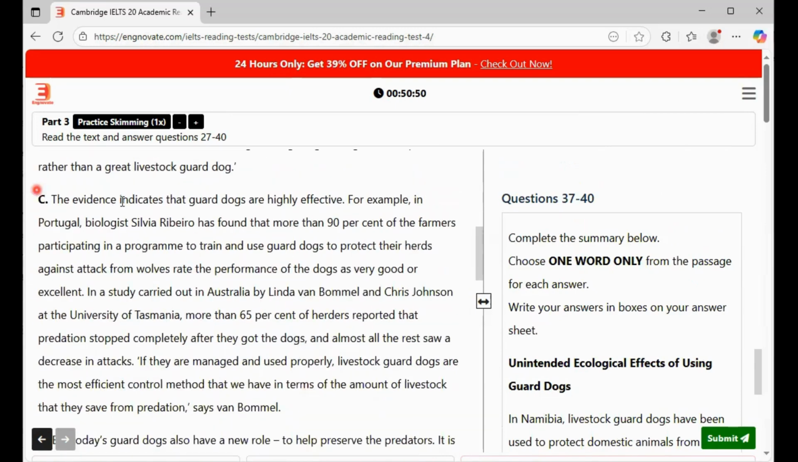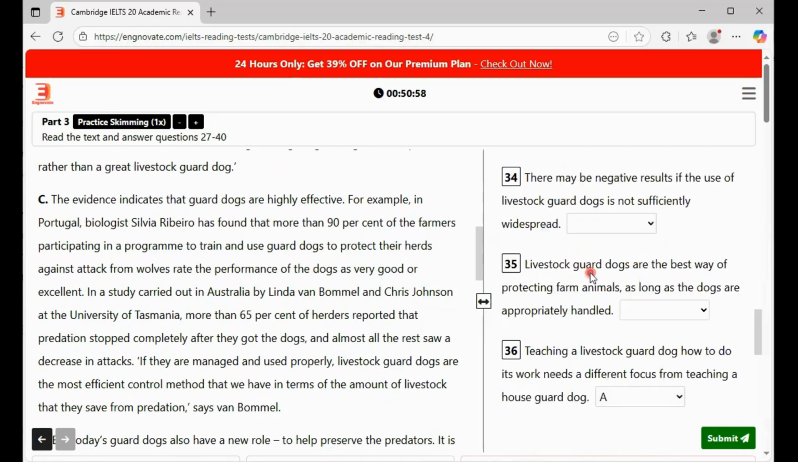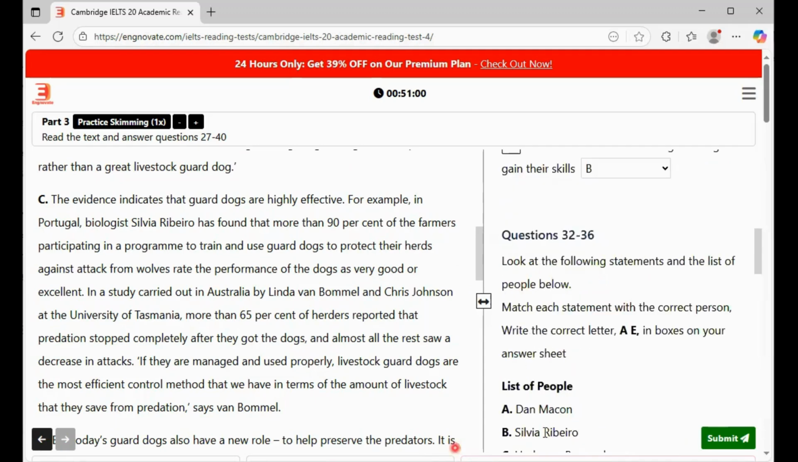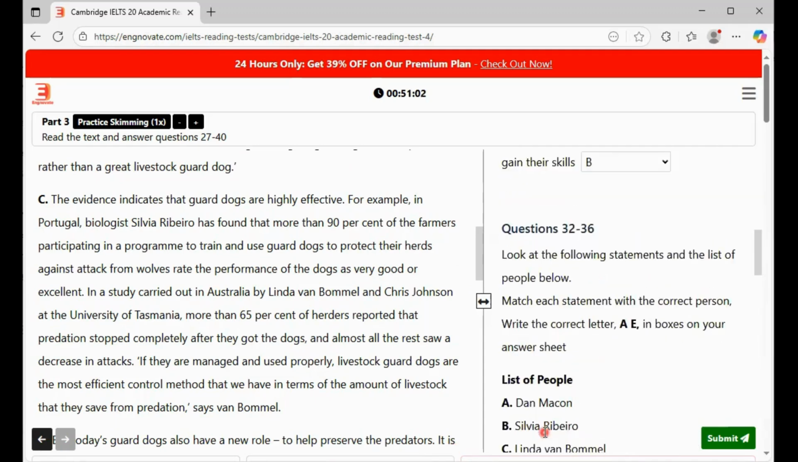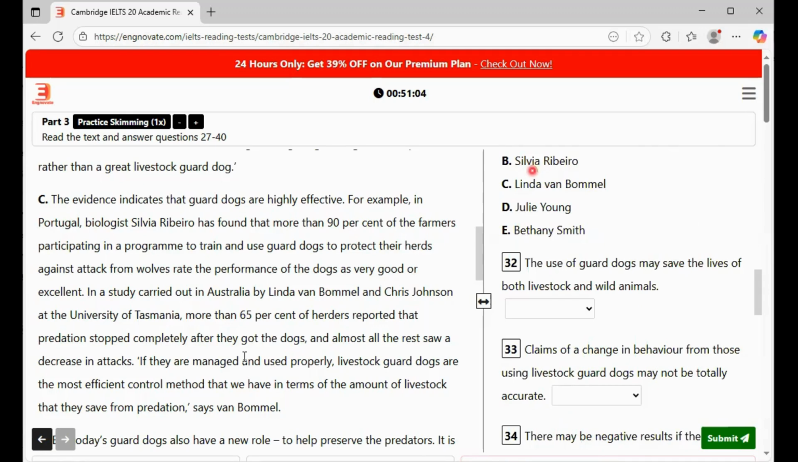Next paragraph. The evidence indicates that guard dogs are highly effective. For example, in Portugal, Silvia Ribeiro. Where's Silvia Ribeiro here? See Silvia here. Silvia Ribeiro, option B. Silvia Ribeiro has found that more than 90% of farmers participating in a program to train and use guard dogs to protect their herds against attack from wolves rate the performance of the dogs as very good or excellent.